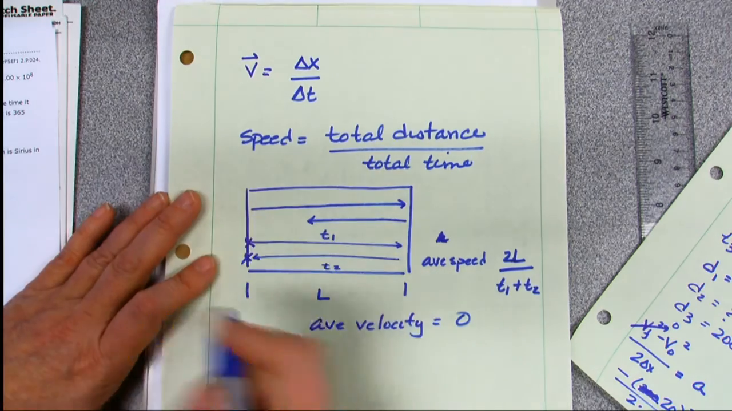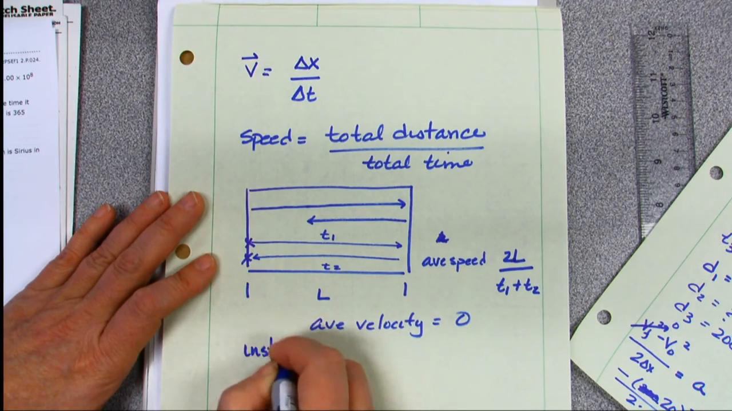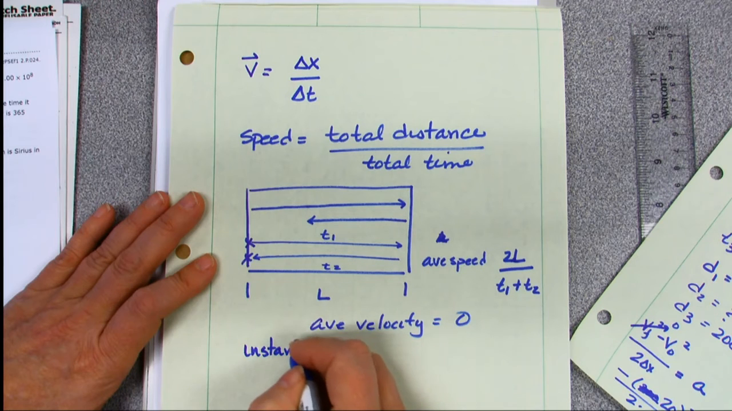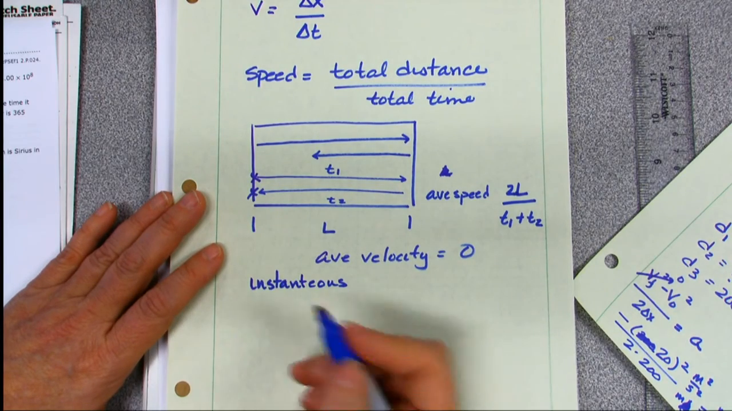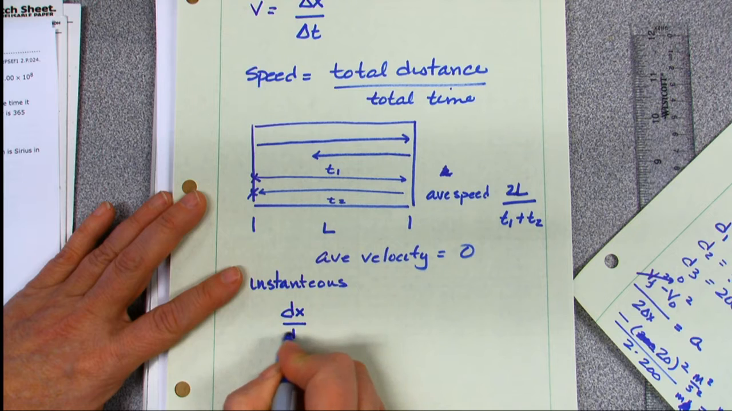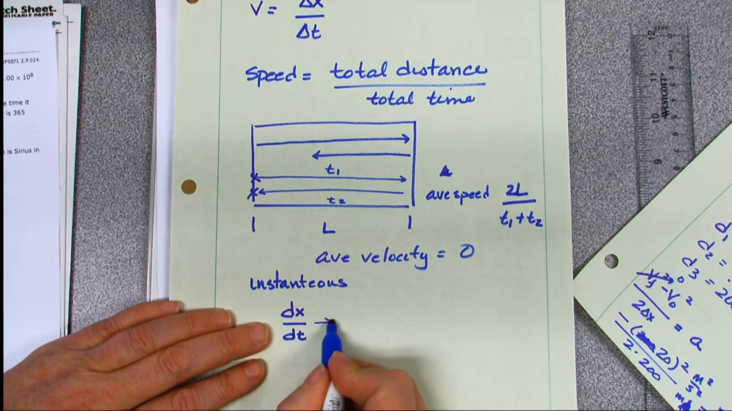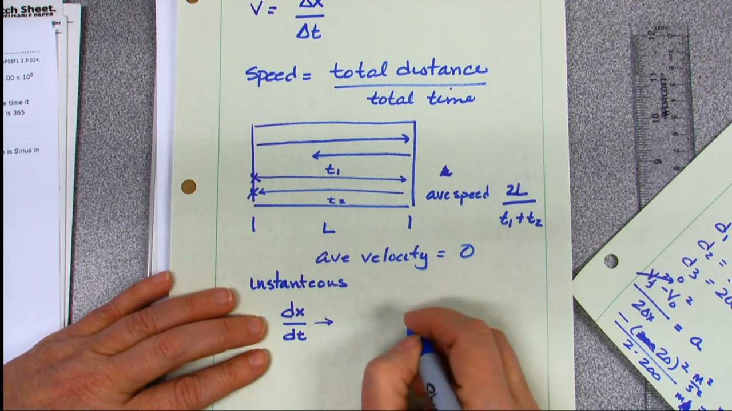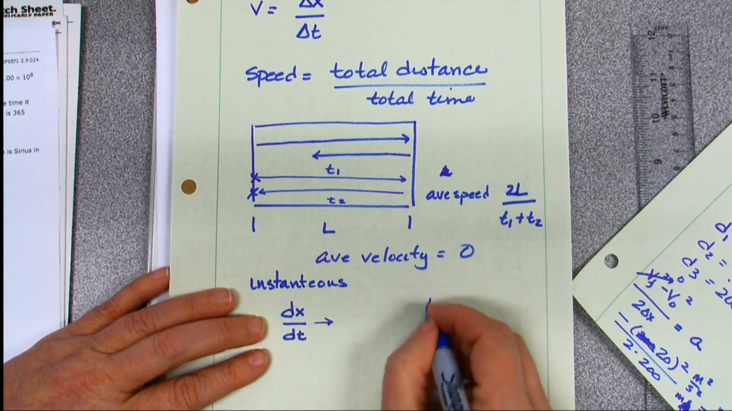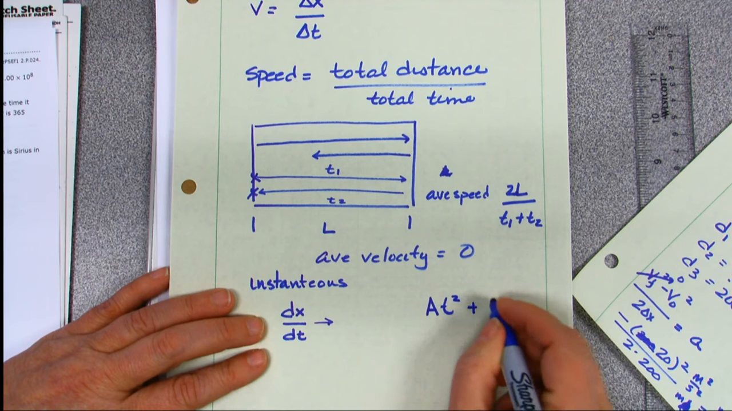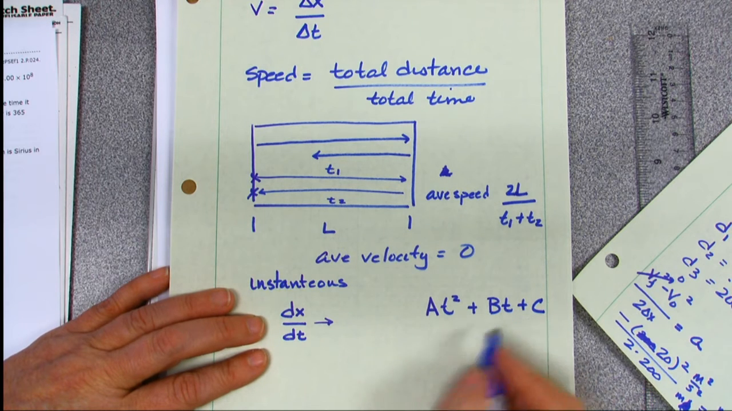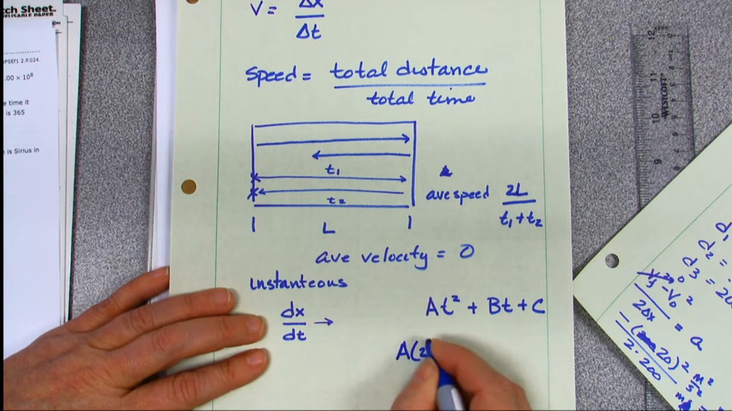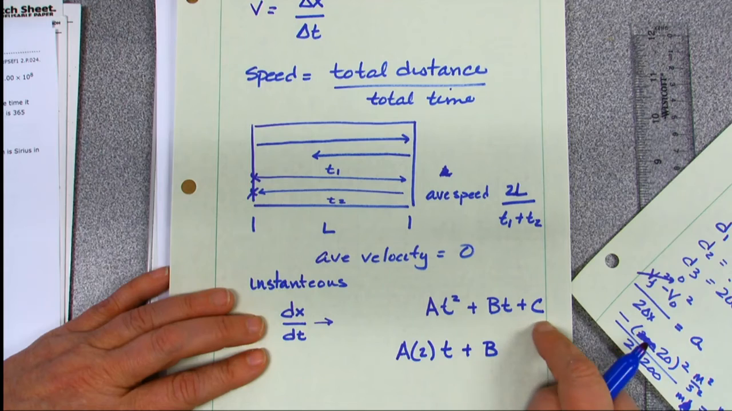Now, we also talk about instantaneous. For calculus-based physics, we can take that derivative with respect to time, and that's going to give me my instantaneous. So if I have a function, this is AT squared plus BT plus C, and I take the derivative with respect to time, I'm going to get A times 2T plus B. And there's no time here, so this goes away.